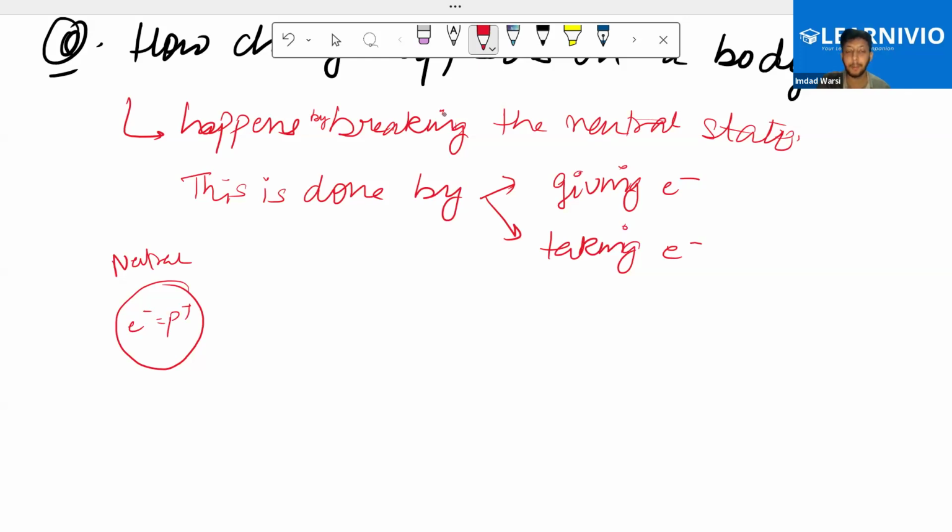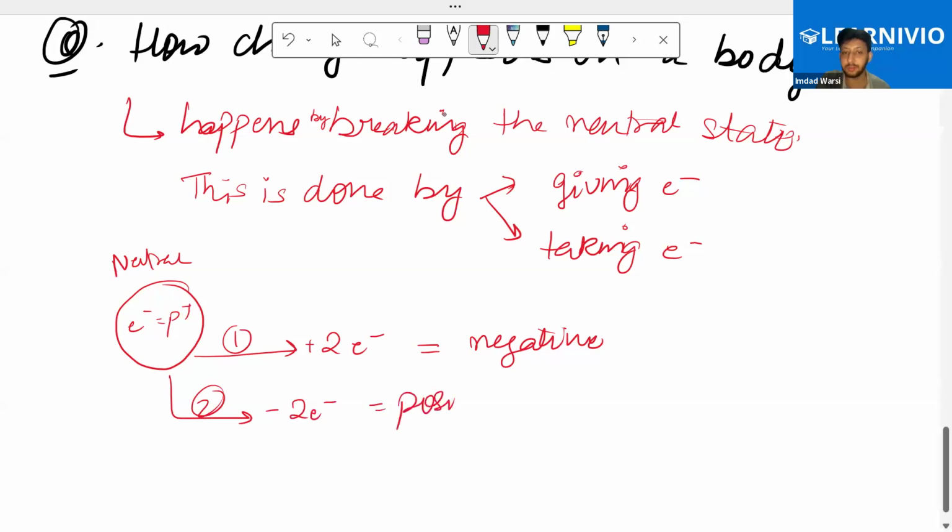Let's suppose in condition number one, I give this body 2 electrons, so now it becomes negative. In the second condition, if I take 2 electrons from it, this body becomes positive. So how are we going to write it? If you take electrons, the body becomes positive. If you give electrons, the body becomes negative.